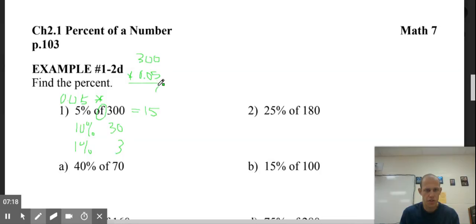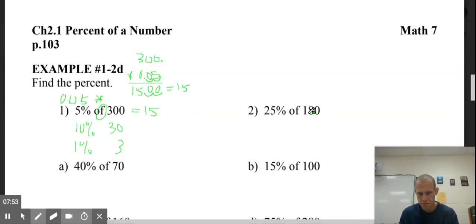Well, 5 times 0 is 0. 5 times 0 is 0. 5 times 3 is 15. And that's all I really have to do. I just have to look and see how many times I have to move my decimal. My decimal's right here on the first number, so I didn't have to move it any. And my decimal's over here on this number, so I had to move it twice. So my answer will be the number 15 again. Now it's the number 15. It's not 15%, it's 15. 15 is 5% of 300.